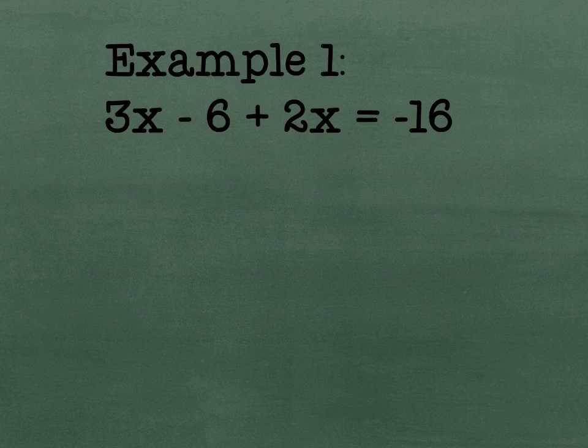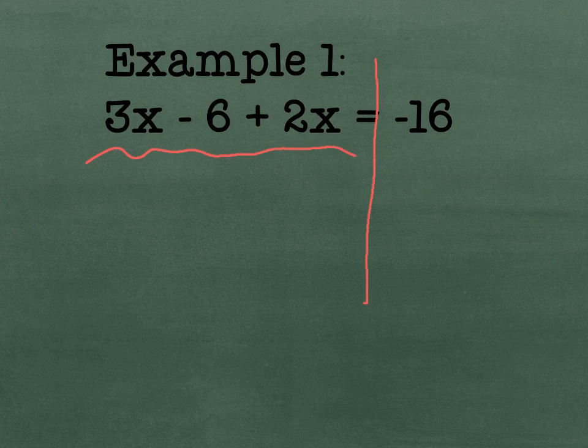So the first example, we are solving for x. 3x minus 6 plus 2x equals 16. I occasionally like to separate the sides of my equal sign just so I can kind of compartmentalize a little bit. What can I simplify over here?